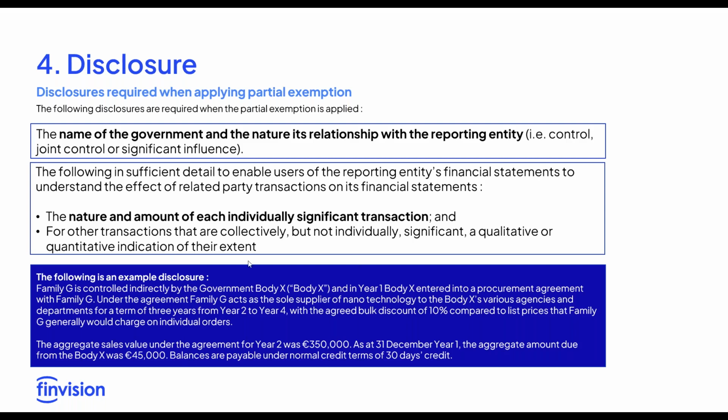The following could be an example of a disclosure. There you describe which government body is controlling, in this case controlling, it would also be significant influencing, a company, which is here family G, and then you describe what the relationship is. So there's a supplier agreement with some key aspects of that agreement. Also, aggregate sales value is mentioned, and also open positions.